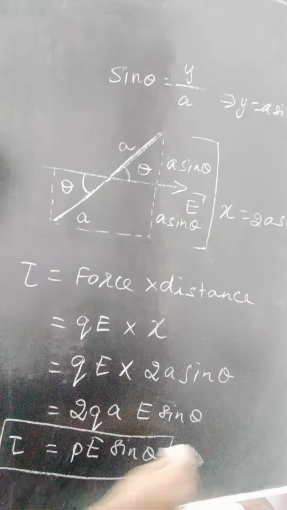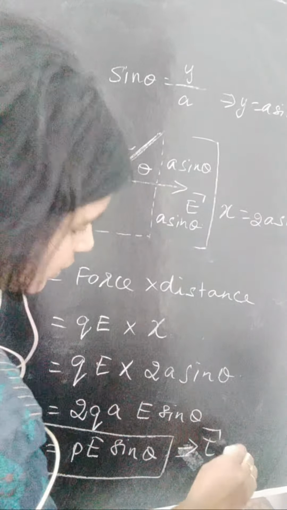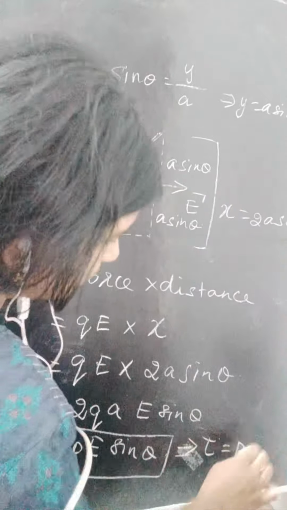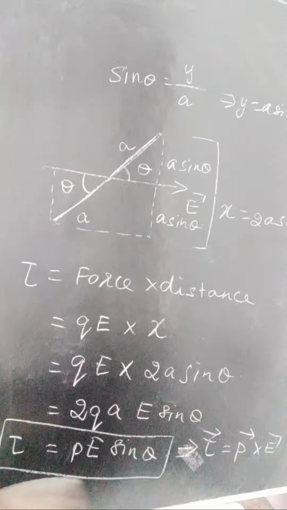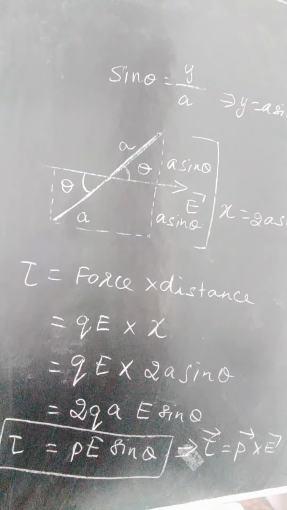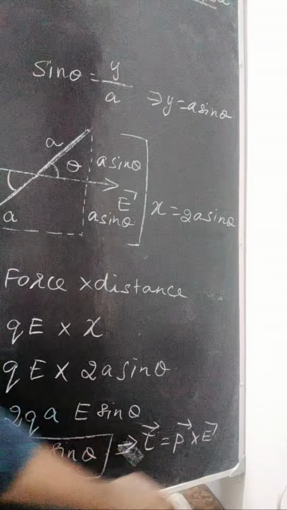So in terms of vector, if you want to rewrite the equation, shall I write? In terms of vector, tau is equivalent to P vector cross E vector. Tau vector. You can write in terms of vector. So tau vector is equivalent to P vector cross E vector. Why are we putting cross?